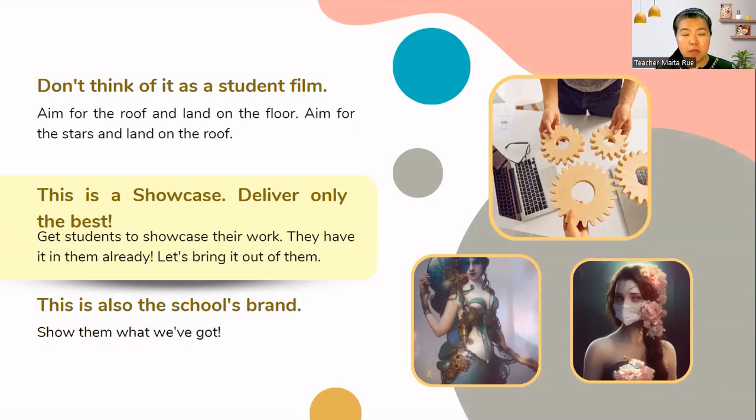Your school would like to be an innovative school. All schools strive for that. So this is also related to the third bullet point. This is the school's brand name. Show them what we've got. We've got students who can do this. We have teachers who can facilitate them into doing this. Let's show them what we've got.